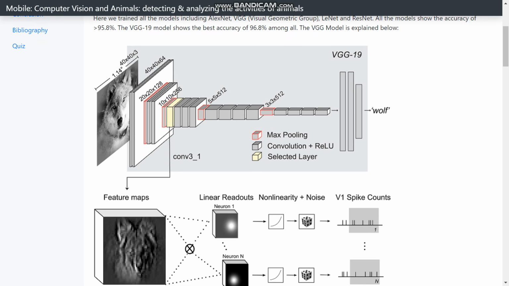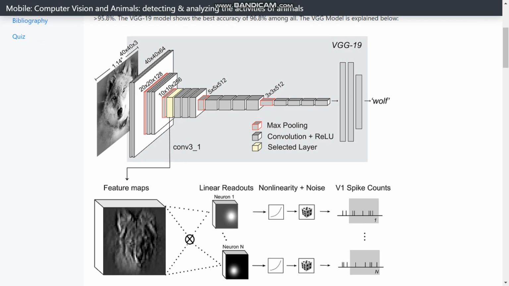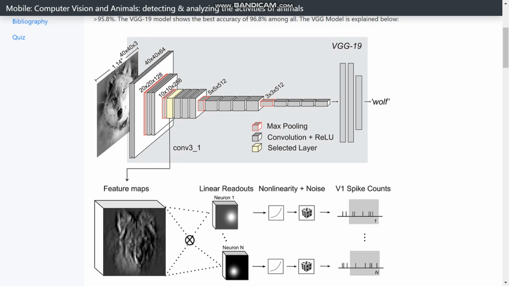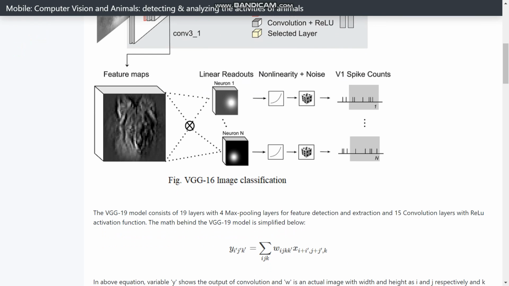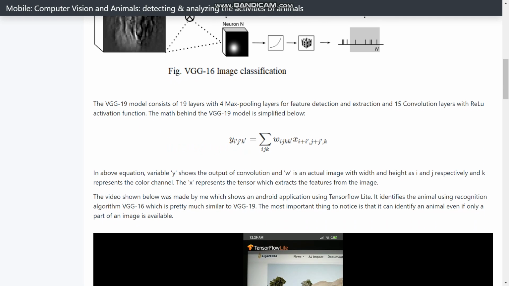As I mentioned before, there were 19 convolutional layers. Here you can see the max pooling layers, which pool the maximum feature and highlight it, and then convolutional layers, which do the convolution operation, and finally the softmax layer, which will determine whether it contains an animal or not, and if it contains an animal, which animal it is. In this case it's a wolf. So this is the image classification and detection.